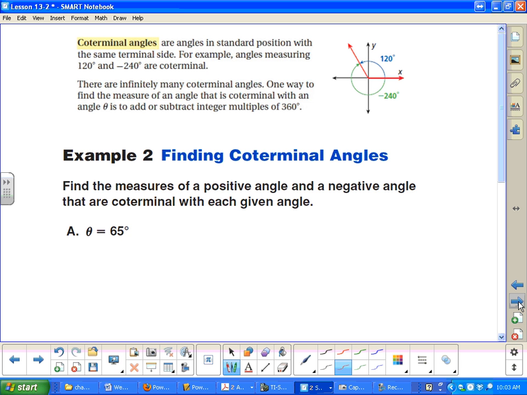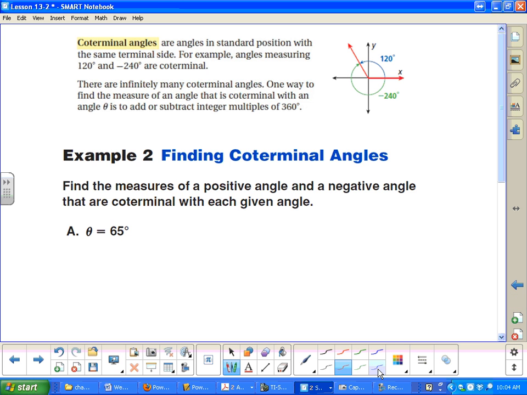For instance, here they show you an angle of 120 degrees in blue, positive 120, and the angle of negative 240 degrees in green. You can see that these two angles terminate at the same spot. The reason is that they differ by 360 degrees, because if you go around the circle one time, it's 360 degrees. Now we could continue to add to that.